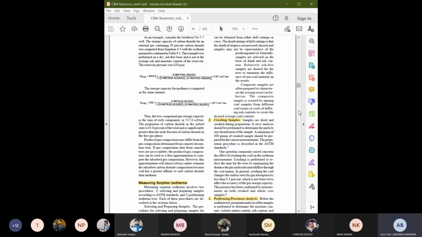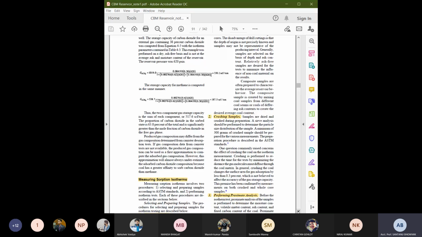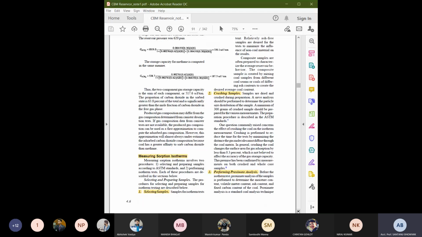Next discussion. Our next discussion is the measurement of the sorption isotherm. Now, for the measurement of the sorption isotherm, they have shown the different steps here. Okay, so we'll also be discussing the steps. However, the steps are to be calculated at each time of the isotherm testing. The testing procedure will come later, but we'll just try to understand how we are going to measure this isotherm step by step. Okay, so let us start.